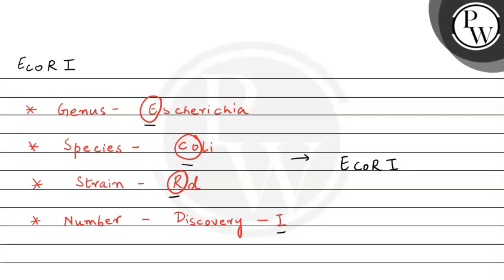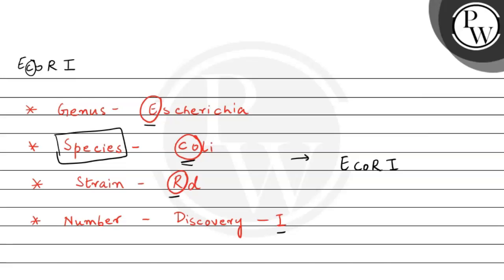So therefore we can see that the second letter of the name of the restriction endonuclease is given by the species name from which the enzyme is derived. So in the case of EcoRI, the second letter is C, which is derived from coli, that is the species of the bacteria from which EcoRI is derived.